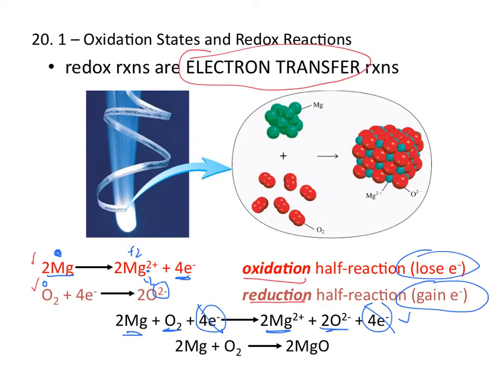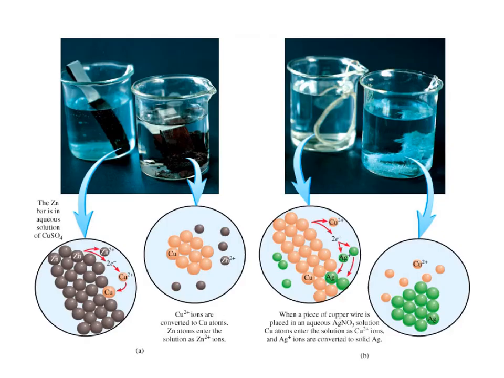But for right now, what we need to understand is that we're going to be able to write oxidation and reduction half reactions. Notice that on the oxidation half reactions, we have something losing electrons and becoming more positive. And on the reduction half reactions, we have something gaining electrons and becoming more negative. We actually see this physically manifest when we read about examples.